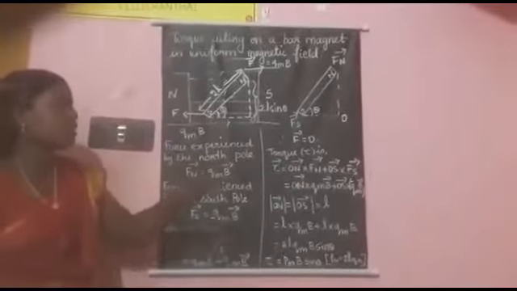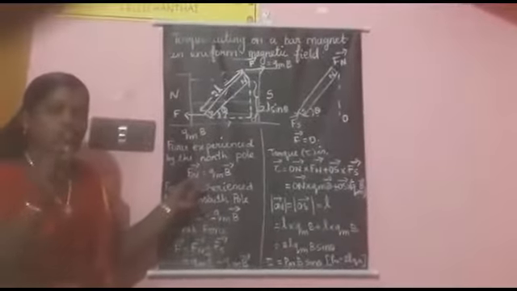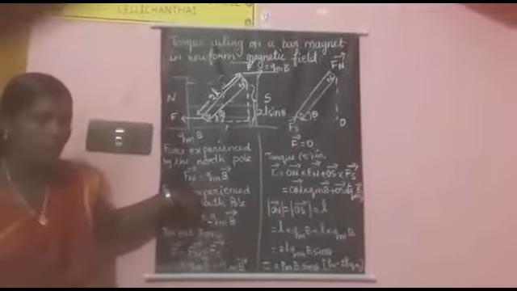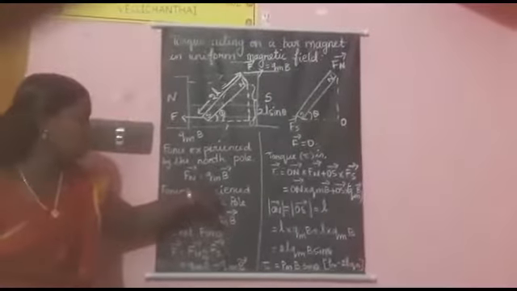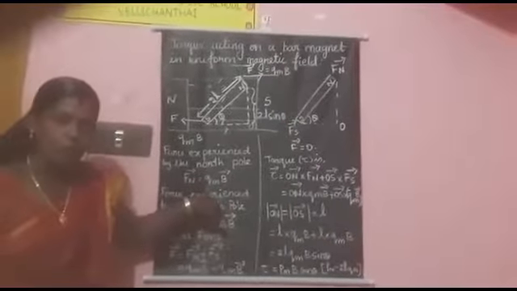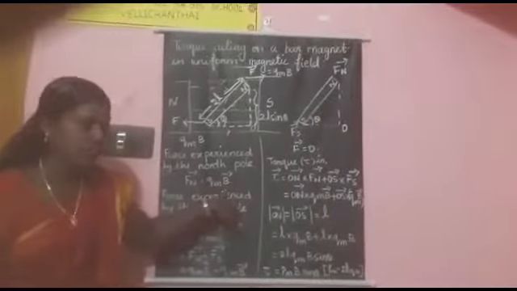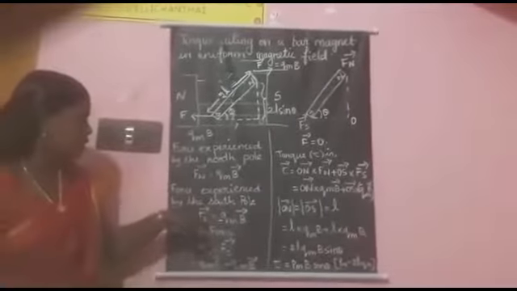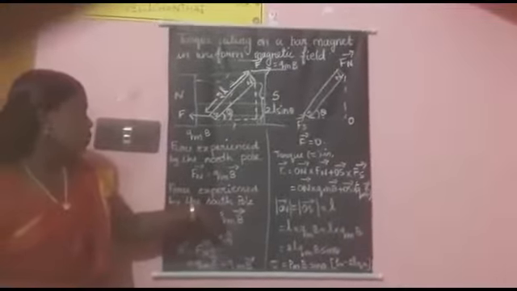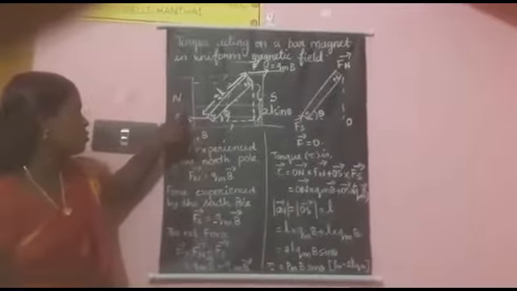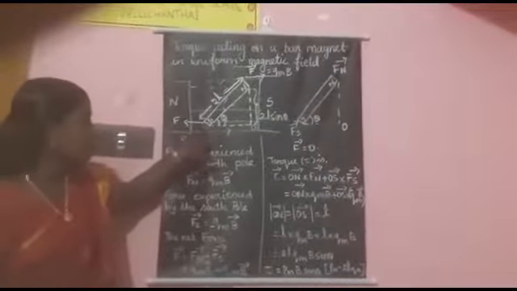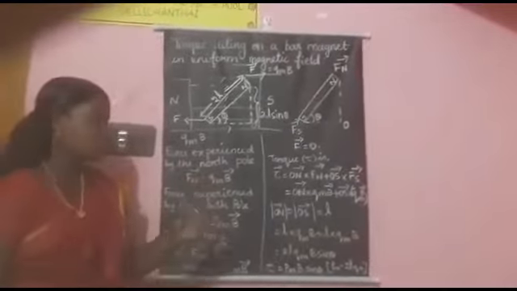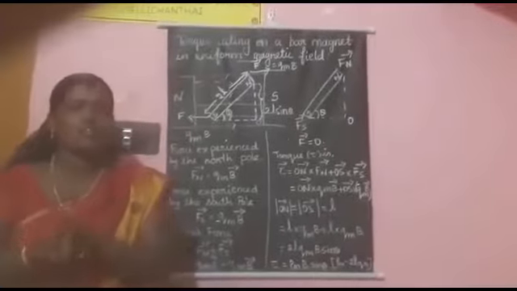Force experienced by the north pole: the formula, force is denoted by F. Force is a vector quantity. N is the north pole. So Fn vector equals qm B vector. What is qm? Pole strength. B vector is the magnetic field; magnetic field is also a vector quantity, which has both magnitude and direction. Okay. The next force is experienced by the south pole. This is the south pole, and one force is experienced on this side. So Fs vector equals minus qm B vector. Okay, two forces we got: Fn vector and Fs vector.